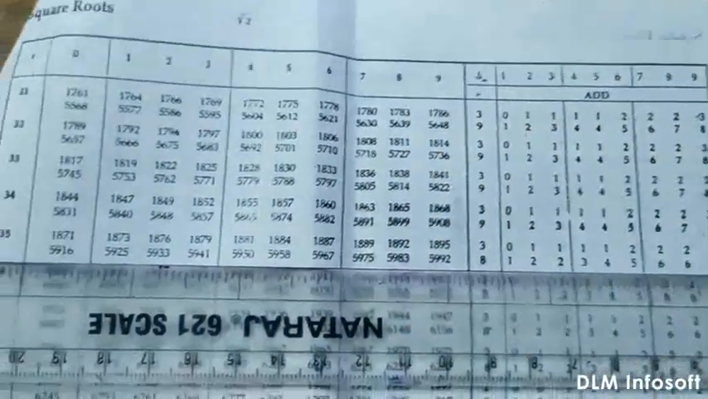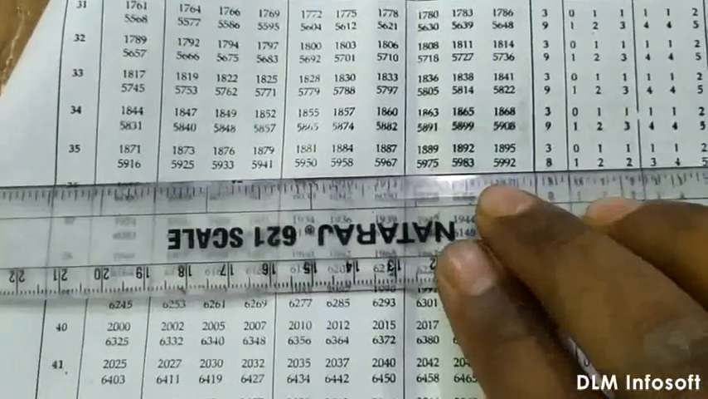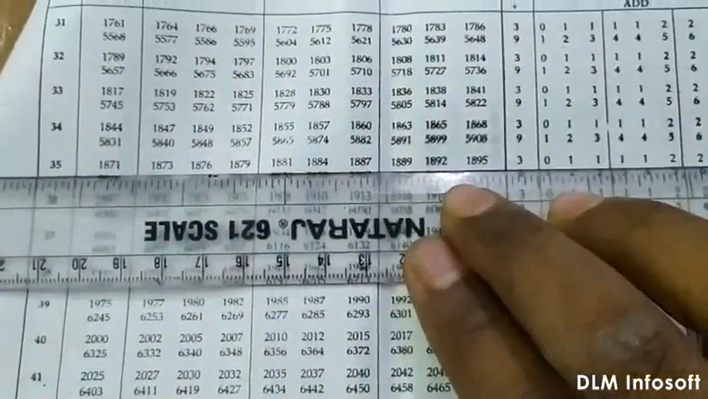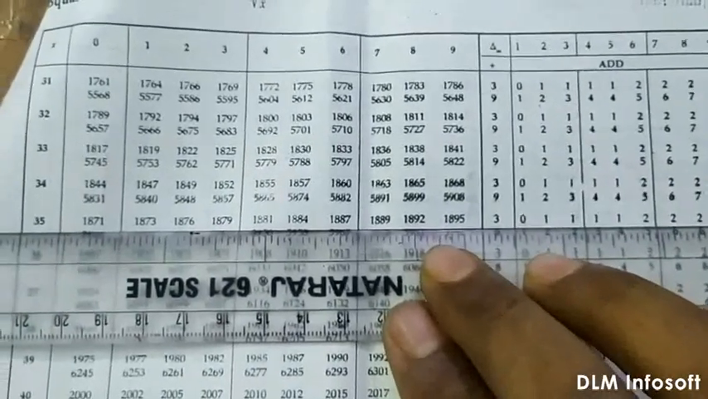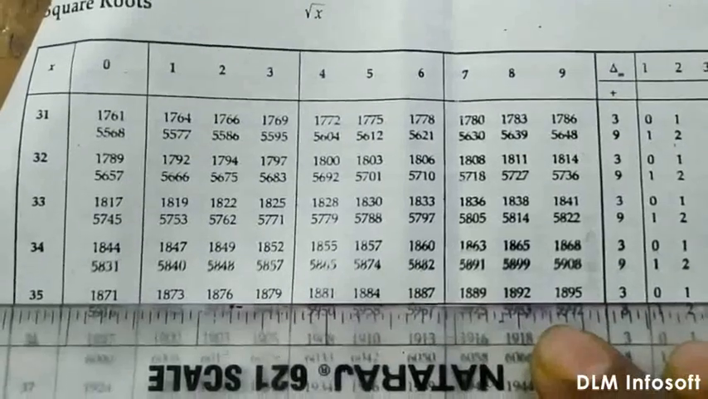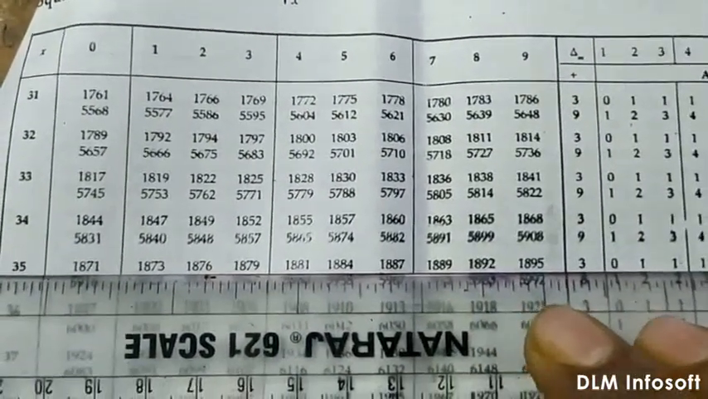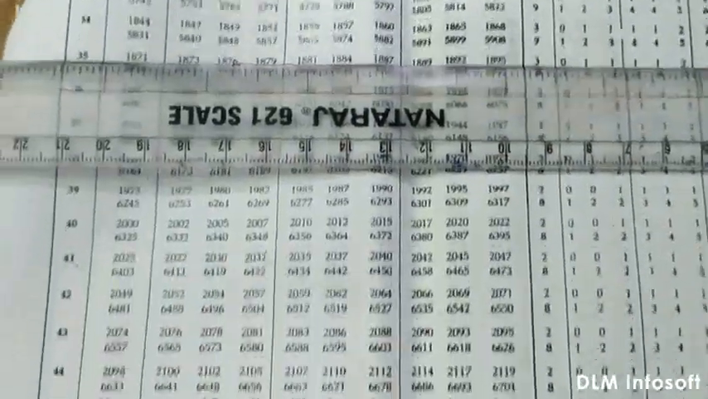Is it clear? So what is the third digit? In front of 35, in the first line, below 9, it is 1895. Have you got? It is 1895. In front of 35, below 9, 1895. Is it clear? There is no fourth digit.